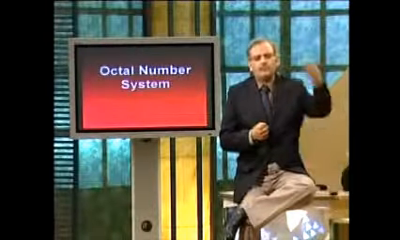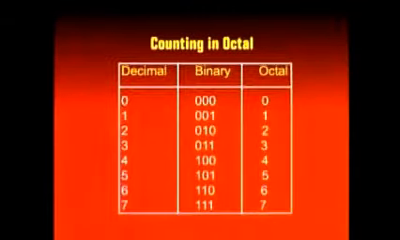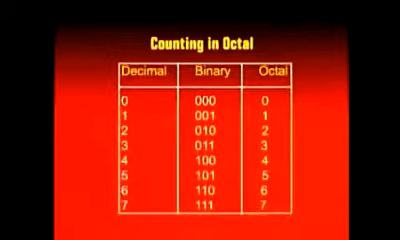The first slide would show the octal representation of decimal numbers and the second slide would show the counting in octal. The octal number system has 8 values. It is a base 8 number system. So the values in the octal number system are from 0 to 7. So they in fact represent the first 8 values of the decimal number system as seen in the table.